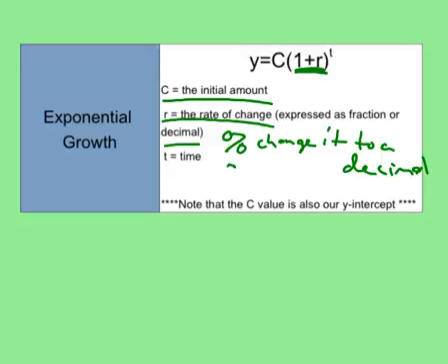Remember that 50% is equal to 0.5. We did scientific notation, so if the decimal is here, you move it twice. Two times is the magic number. Note that the C value is also our y-intercept. Well, we talked about this. The C is the constant out front, so that's going to be your y-intercept, and that's where the value starts at.